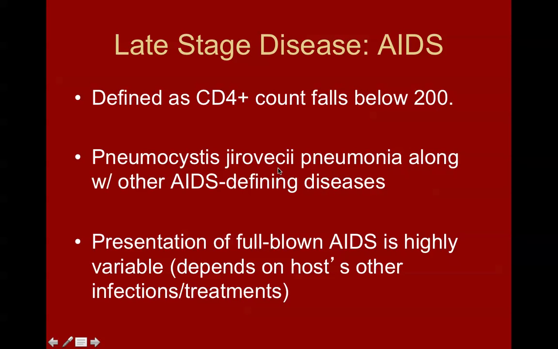Okay, you don't need to know this big long name of this pneumonia. Just know that there is a particular type of pneumonia, along with some other AIDS-defining diseases that start to appear in late stage. One of those being Kaposi's sarcoma that you've probably learned about in pathology, and we have some pictures of it later in this presentation. Okay, and then the presentation of full-blown AIDS really does depend on the host's other infections and what else is going on. It's widely varied.